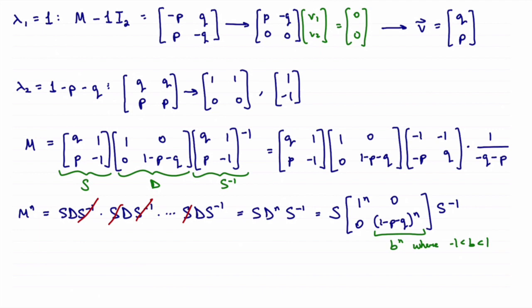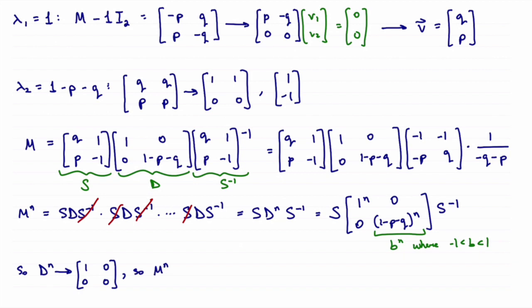That means as n goes to infinity, b to the n goes to 0. So what we can say is d to the n is going to go to a very simple matrix. The first entry is 1, 0, 0, and then something which is basically 0. For large powers of n, that's going to be negligibly small.